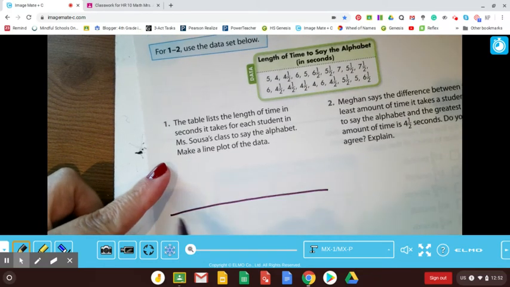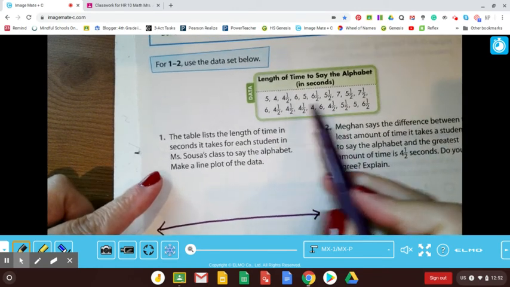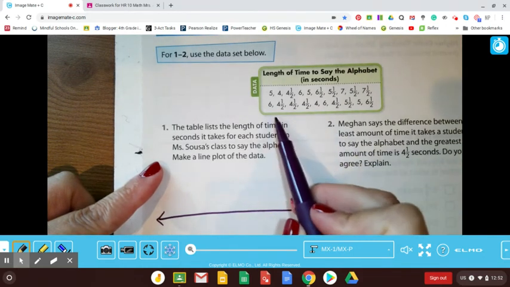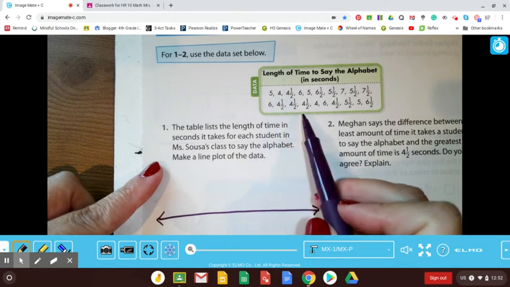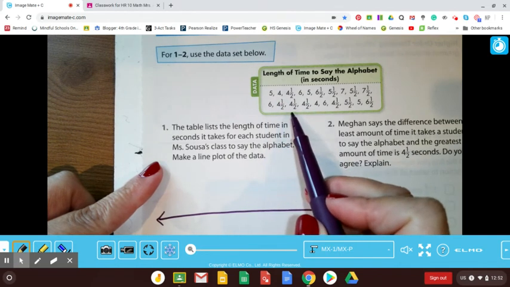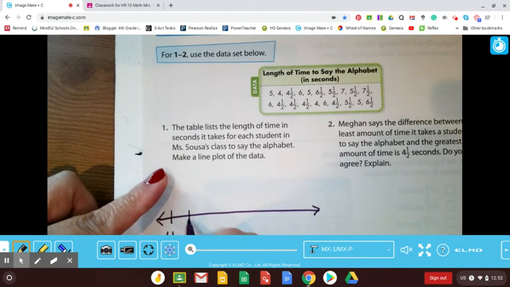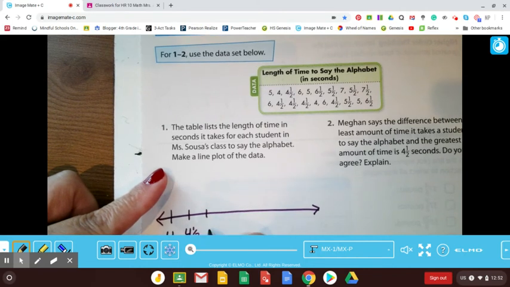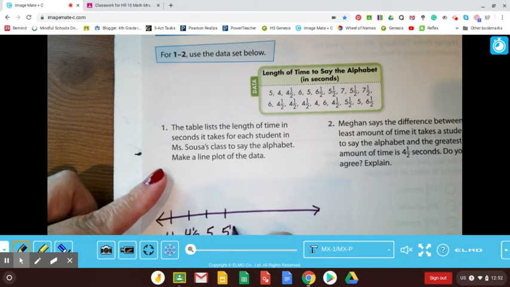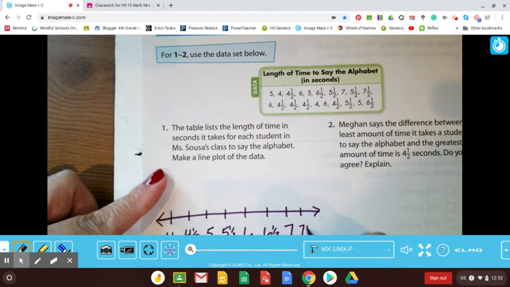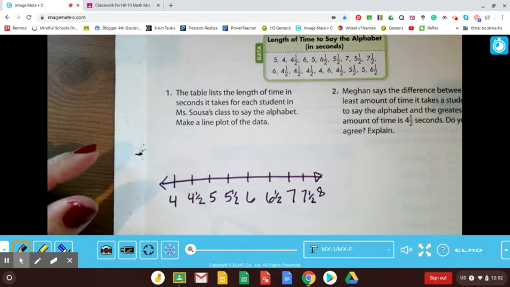All right, so I'm going to solve this. I'm going to make a line plot. I'm going to look up here at my data set because I need to find my high and low. Okay, let's see. I have a 4. That seems pretty low. And it looks like it's going in halves. It goes all the way up to like 7 maybe. All right, so let's just get started. I'm going to start with a 4. And since I'm doing halves, this will be 4.5, and then 5, 5.5, 6, and then maybe a 6.5, a 7, and a 7.5, and I'll put an 8 there just for the heck of it, but I don't think I have to go that high.